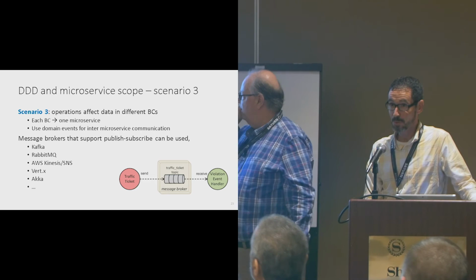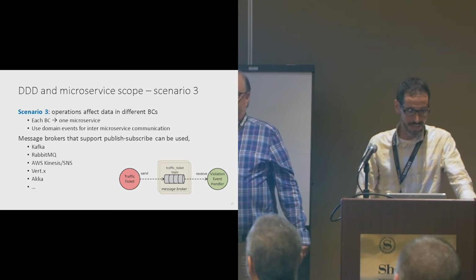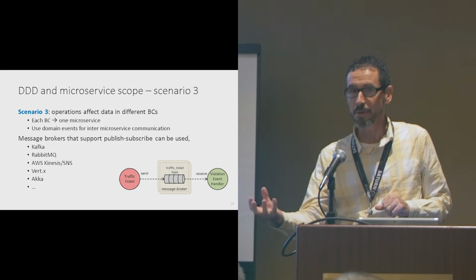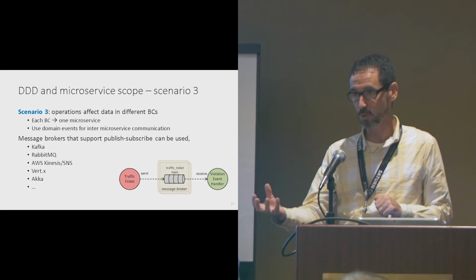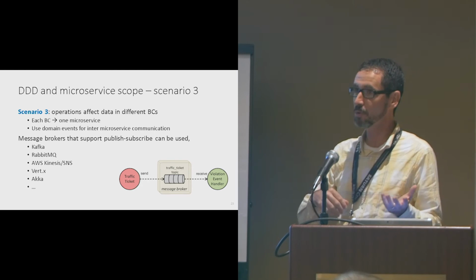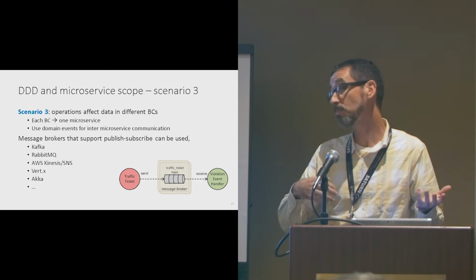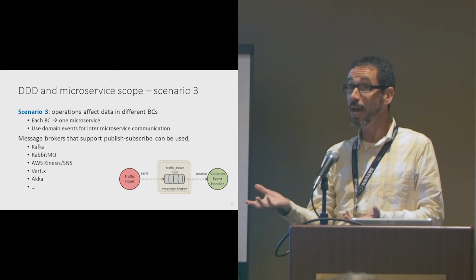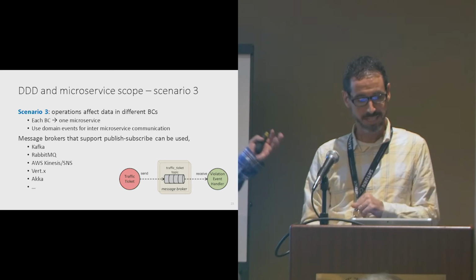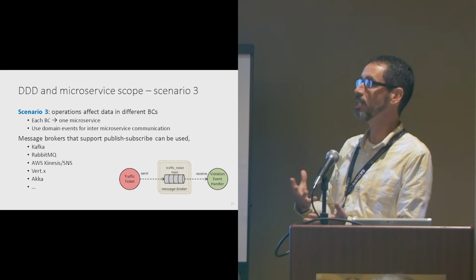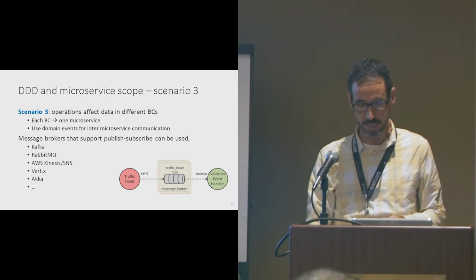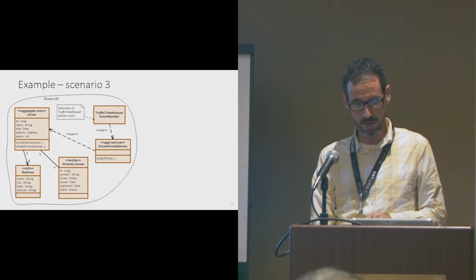That brings us to scenario number 3. Here we still have one bounded context corresponding to one microservice, but there's some operation that needs to interact from one BC to the other. For that, we can use events. We can use domain events. Event-driven architecture. Exactly. So we're going to need a sort of message broker product like one of the ones we listed here as an example. And as a matter of fact, there are many out there.